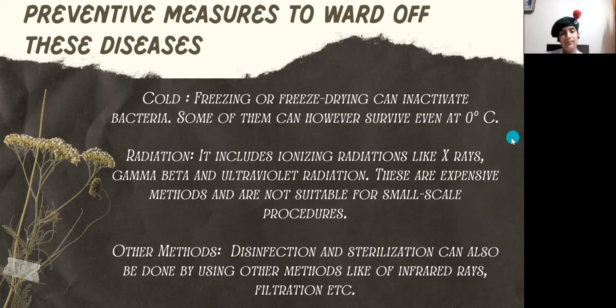Then is cold. Freezing or freeze drying can inactivate bacteria. Some of them can, however, survive even at 0 degrees Celsius. Then is radiation. It includes ionizing radiations like X-rays, gamma beta, and ultraviolet radiation. These are expensive methods and are not suitable for small-scale procedures. Other methods of disinfection and sterilization can also be done by using other methods like infrared rays, filtration, etc. Clear?